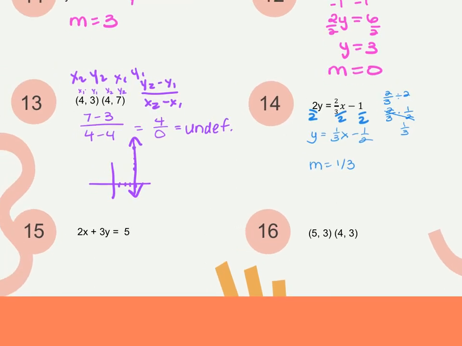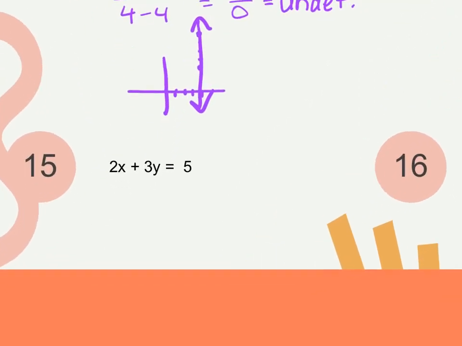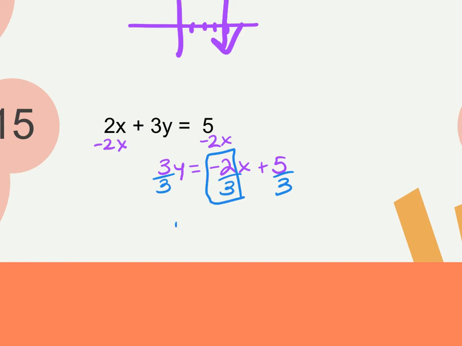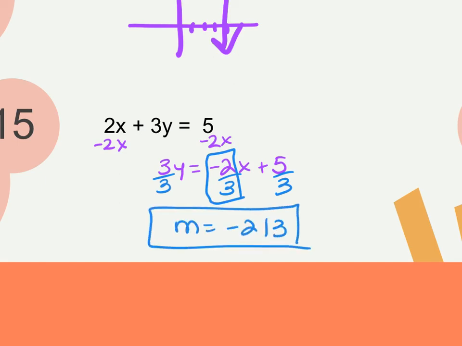All right, now look at 15. What would you do? Subtract the 2x. 3y equals negative 2x plus 5, and then divide by 3. I don't even have to figure out what 5/3 is. I don't even have to go to that last one because the only thing I want from this equation is the slope. So as soon as I get the negative 2/3, I'm done with this. If it had asked for slope and y-intercept, obviously I need that last one.